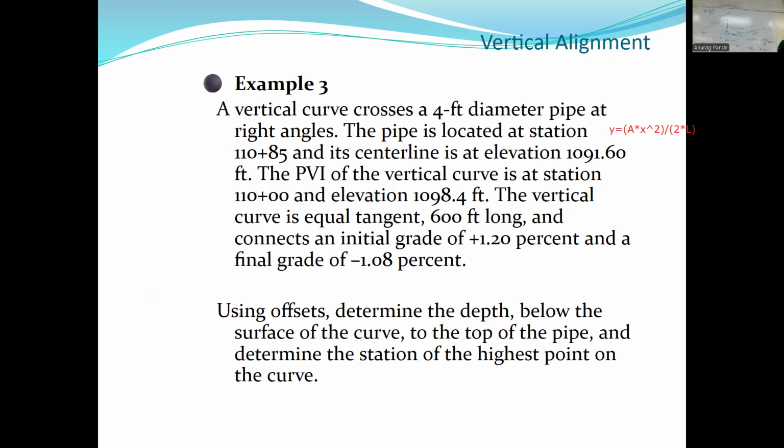Okay. So what is the value for capital A? Capital A, I told you, is the absolute difference between the grades that are connected by your curve, right? So in this case, capital A would be the absolute value of 1.2 minus, and I'm going to divide both of these by 100. So it's the absolute value of 1.2 over 100 minus 1.08 over 100. So total change in grade, it's 2.28 over 100. Or you can say 2.28%, but because I want you to enter that in the formula as feet per feet, so that's my capital A.